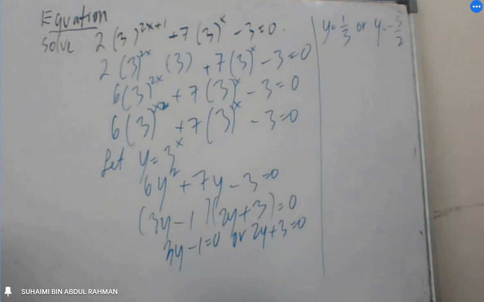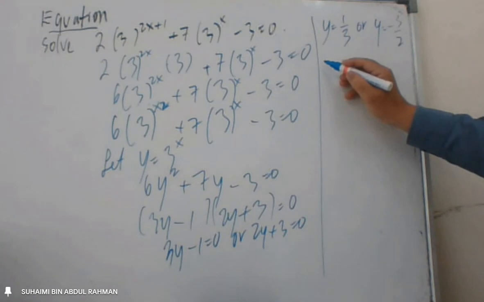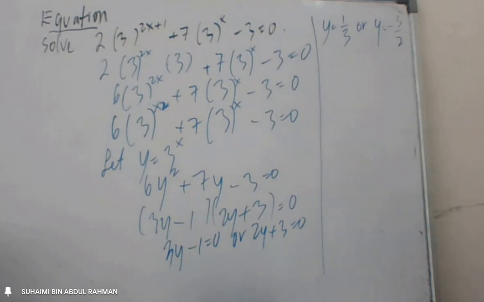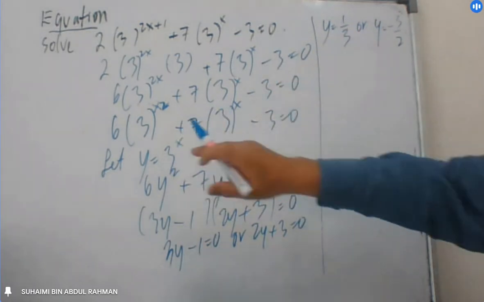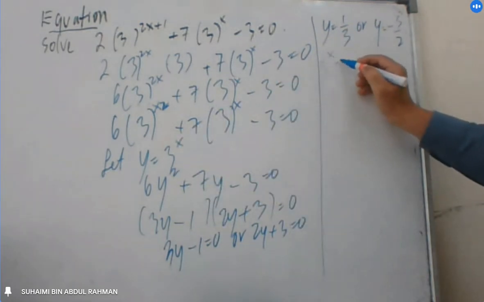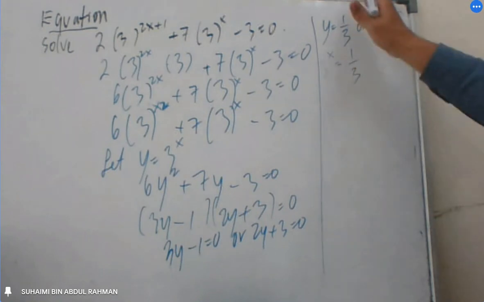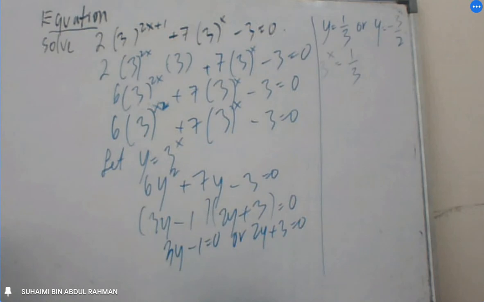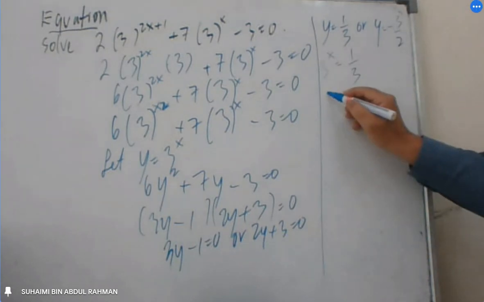What's next? Substitute, sir. Substitute with what? The y. Y equal to 3 power x. Try both. 3 power x equals to 1/3. y is 3 to the power of x. So 3 to the power of x is 1/3. We talk about the first one. So x is what? -1. X is -1.